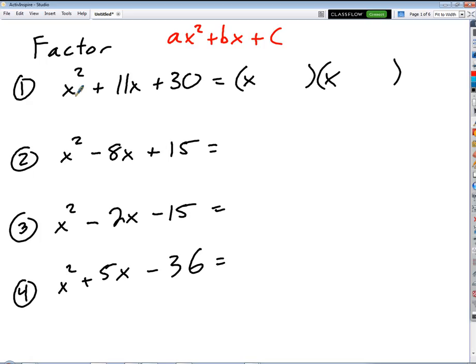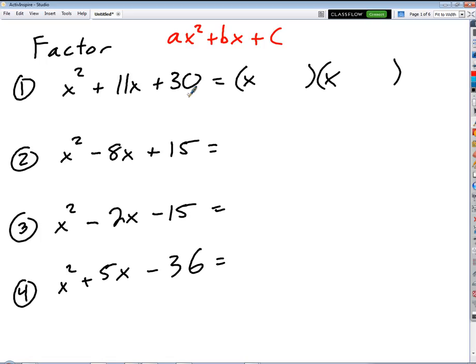I can even know something else. Before I start thinking hard on this, I can still come up with one other thing. The two numbers that I have to find, first of all, multiply to what? 30. They have to multiply to 30 and add to 11, right?